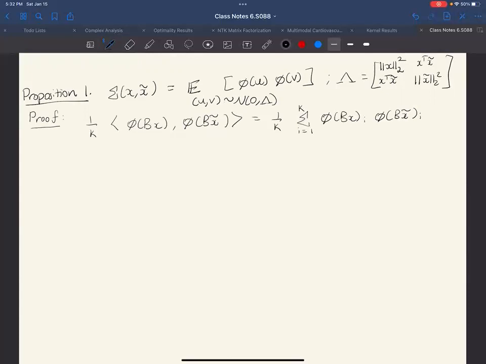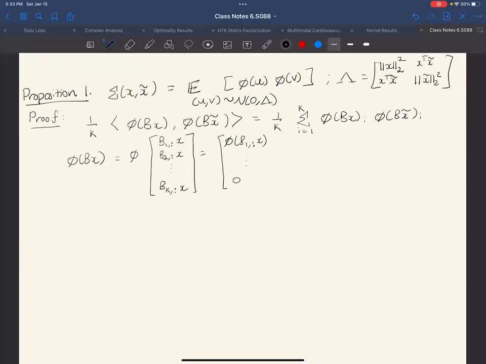And now what is exactly the coordinate i of phi of Bx? Let's just write out a quick example. phi of Bx is going to be phi applied to a giant vector. The first entry of this vector is just the first row of B multiplied by x. The second entry is the second row of B, all the way down to the kth row of B multiplied by x. Because phi is being applied element-wise, I can just move the phi in.